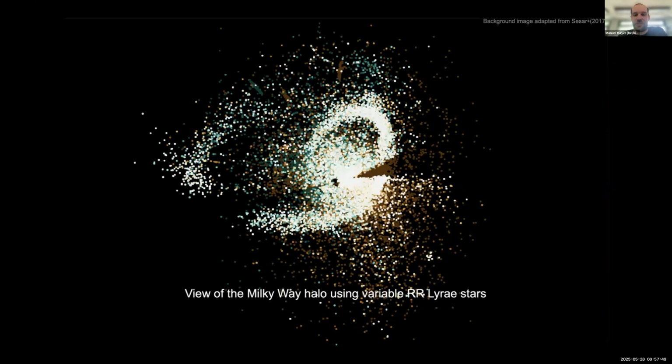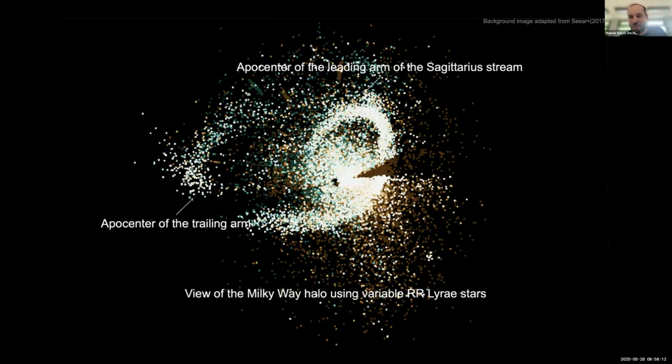Looking at this view, we can pick out a lot of the features of the Sagittarius stream that we just saw. We can see here the apocenter of the leading arm, and then at larger distance the apocenter of the trailing arm. Although I didn't illustrate what distances we're talking about, the Sagittarius stream really covers a significant part of the halo in terms of distance as well.